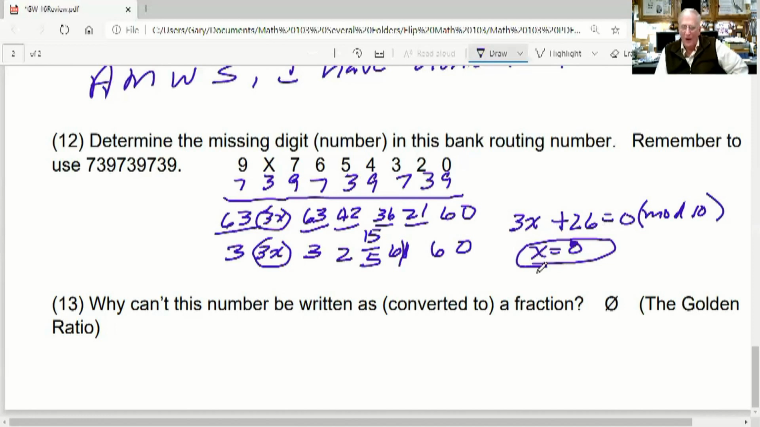Finally, the last question. Why can't this number be written or converted to a fraction? This number shown right here is what? Phi, the golden ratio. Remember, the golden ratio, its exact value is 1 plus the square root of 5 all over 2. What kind of number is square root of 5 up here? It's irrational, isn't it? So, therefore, since phi is an irrational number, it cannot be written as a fraction.